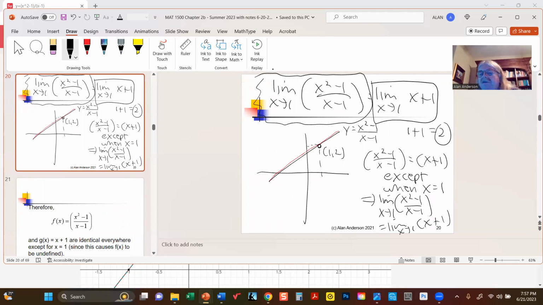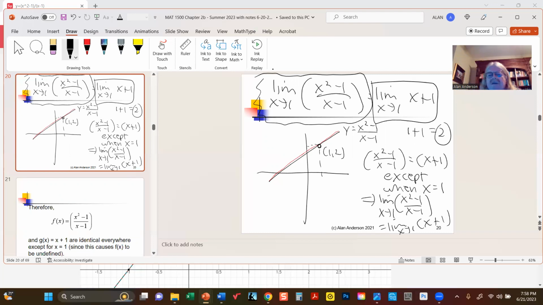Because this equivalent version of it, meaning that it's the same everywhere except at x equals 1, has a limit of 1, which means they must both have a limit of 2. So there you go. So you now have this function with a discontinuity in it, and yet we still have a limit.